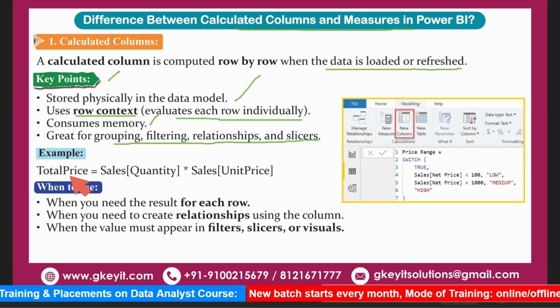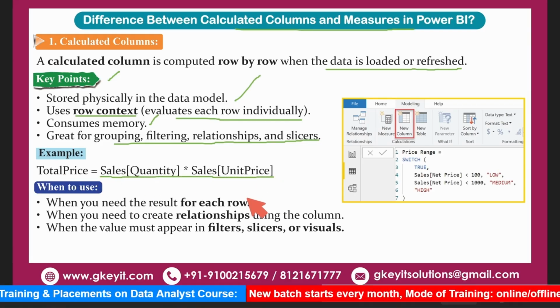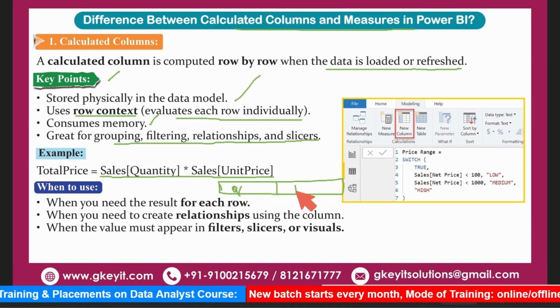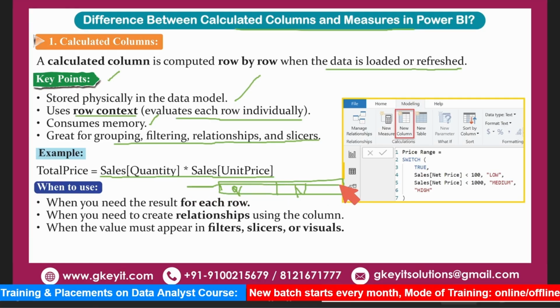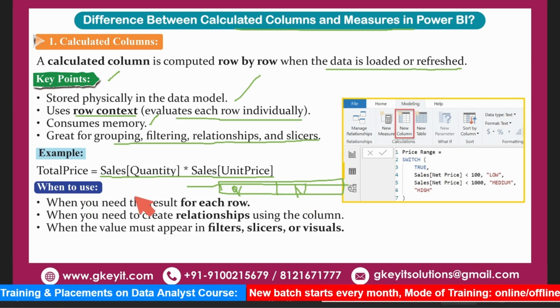For example, total price is sales quantity times sales unit price. In a row like this, there would be sales quantity and sales unit price, something like this. Here, this row has to be calculated with the quantity into unit price. This is called a row context.